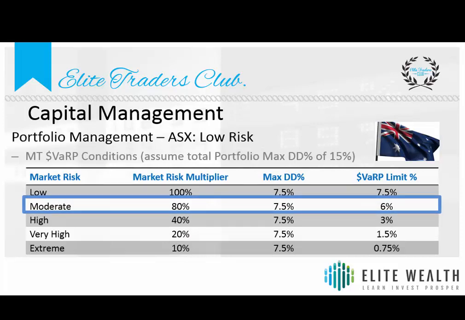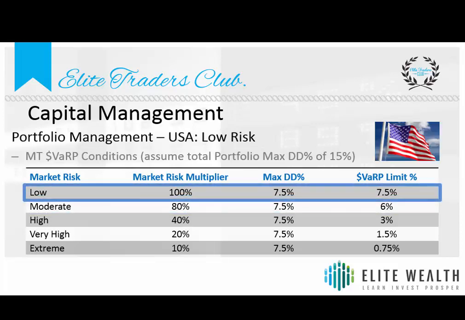So this is what it means if you are splitting your portfolio, assuming that you are allowed to have a maximum drawdown of 15% and you are splitting your portfolio between the two markets. Then over here in Australia, because we are in a moderate market risk, and assuming that we're splitting our capital, then 7.5% of it would be allocated to the Aussie market. So 80% of that 7.5% is 6%. In the US market, the other 7.5% of your total portfolio, you are using a 100% market risk multiplier, so that means you're allowed to use all of that 7.5%.